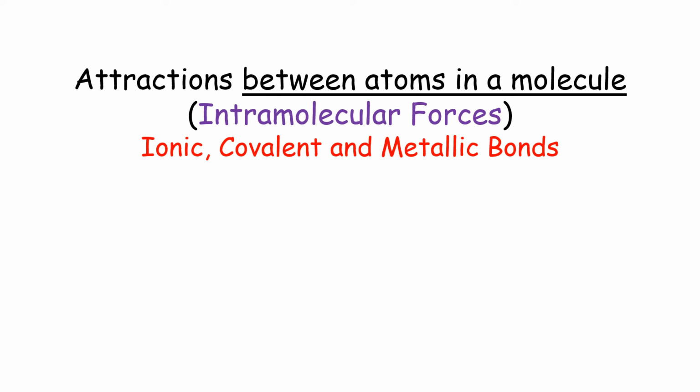Up until this point, we have been talking about the intramolecular forces, which were all the three different types of bonds that we talked about: ionic, covalent, and metallic. Intramolecular forces are basically the attractions between the atoms in a molecule. So, for example, let's say here we have a water molecule. The intramolecular forces or the bonds are basically those attractions between oxygen and hydrogens within the water molecule.